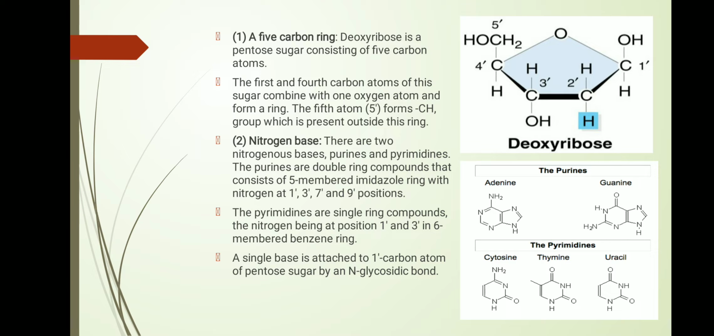This deoxyribose is a pentose sugar having 5 carbon atoms. The first and the fourth carbon atoms of this sugar combine with one oxygen atom and form a ring-like structure. And the fifth carbon atom forms a CH2 group which is present outside the ring. There are 3 hydroxyl groups attached at the positions 1, 3 and 5 carbon.